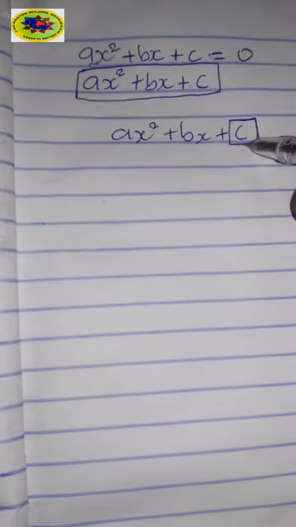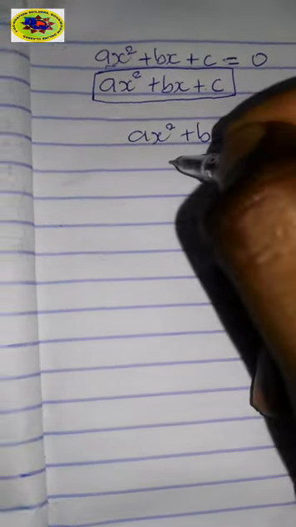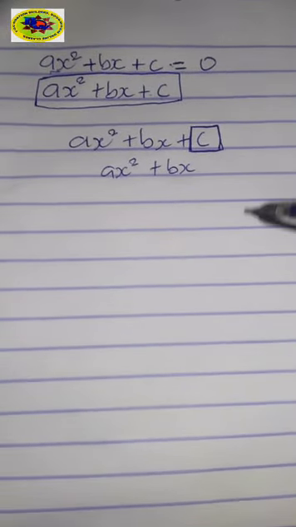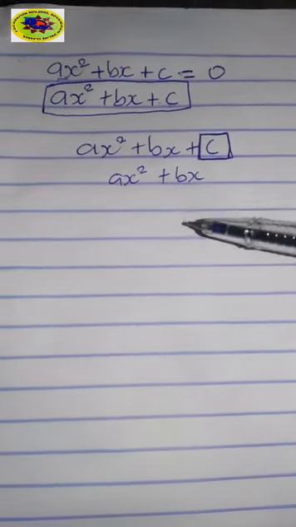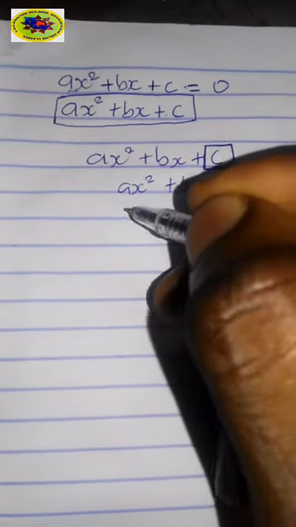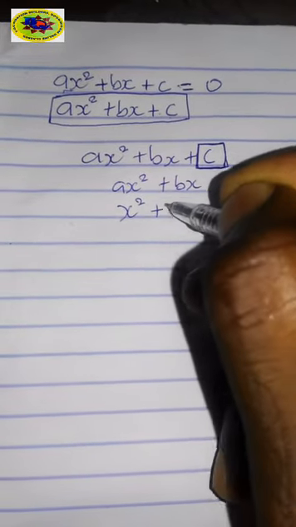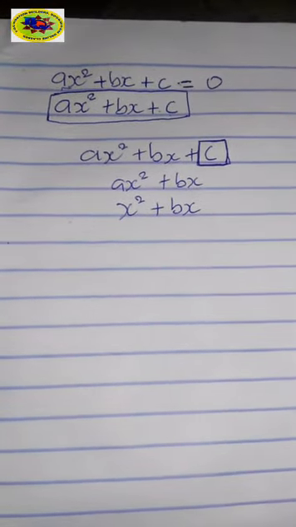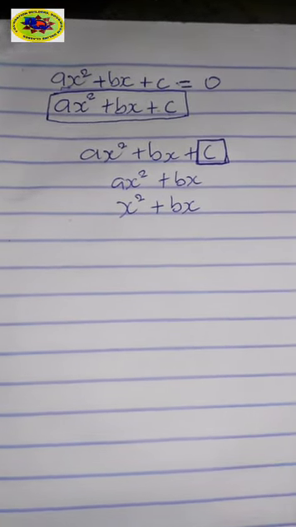Just assume we have a quadratic expression in this form. Let's assume there's no c, there's no constant. This is a constant with no variable, it doesn't have any unknown, so it's a constant. We're left with ax squared plus bx. Now if you want to complete the square of this, let's assume that this a equals 1. We will be left with x raised to 2 plus bx.